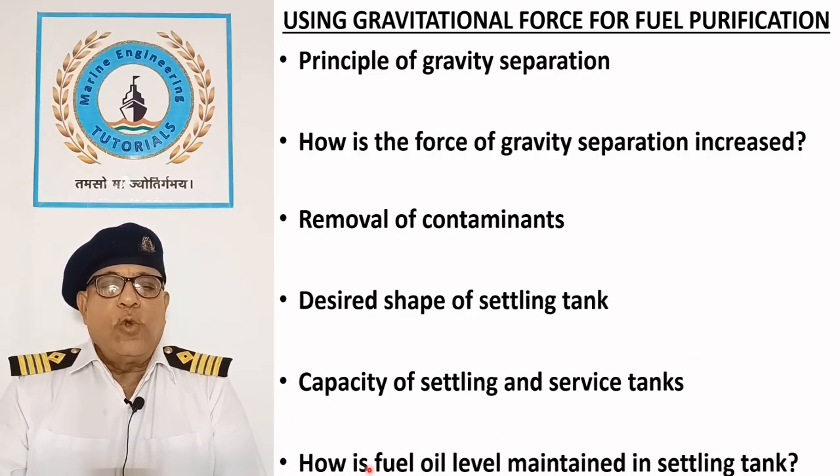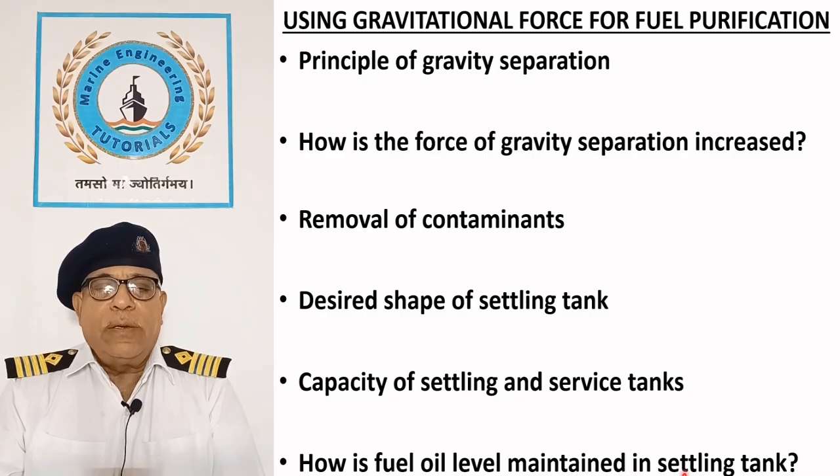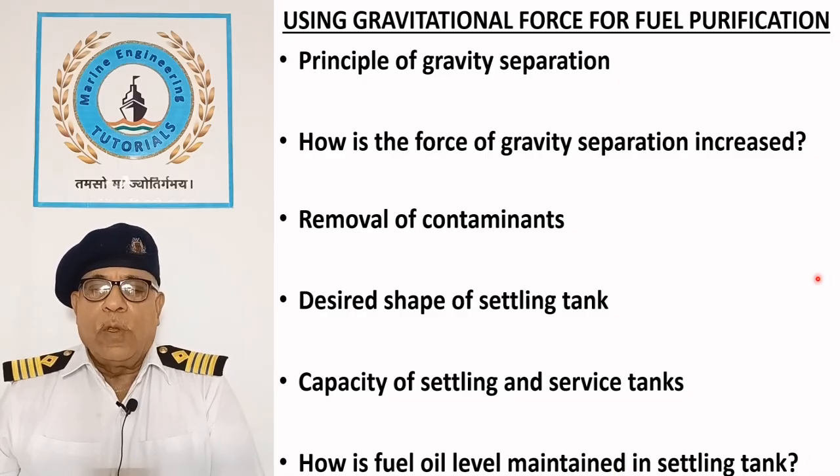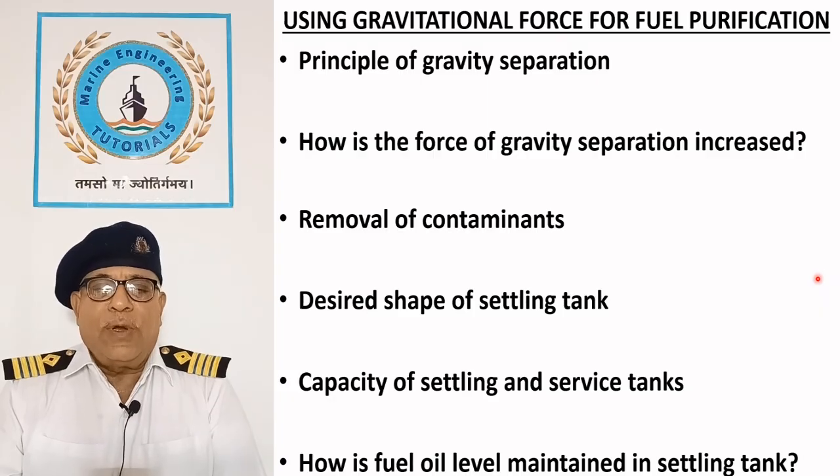How is fuel oil level maintained in the settling tank? Unpurified oil is transferred from the storage tank to the settling tank by the transfer pump automatically through float switches. The transfer pump starts when the settling tank still has about 60% fuel oil remaining, which is topped up to about 90%.